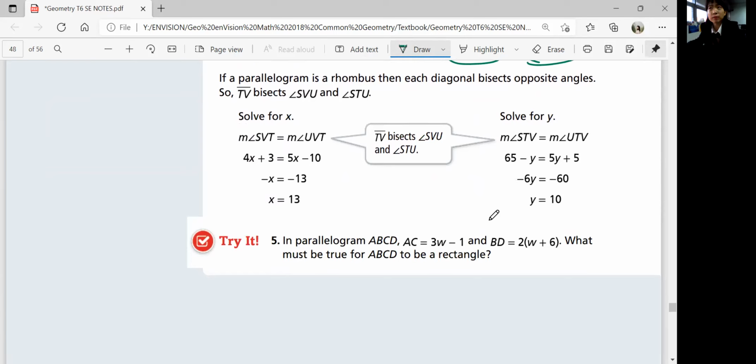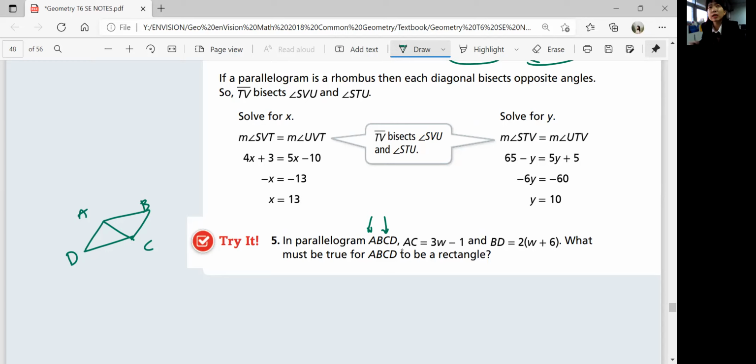Okay, so use the property of special parallelograms. Try number 5. In parallelogram ABCD, AC is equal to 3W minus 1, and BD is equal to 2 times W plus 6. You don't know what ABCD looks like, but it's not drawn to scale. AC is a diagonal because A and C are not consecutive, so they're opposite vertices. The length here is 3W minus 1. BD is 2 times W plus 6.